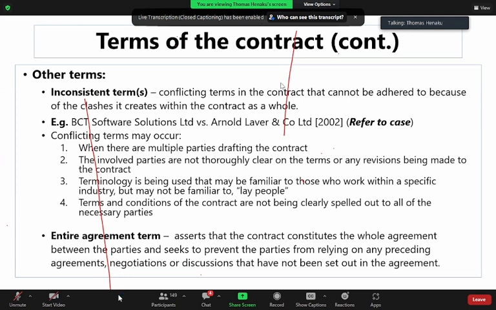All right. So, apart from the express terms and the implied terms and the ways or methods by which the court would imply terms, there are also other terms to a contract. One of such is what we call inconsistent terms. Inconsistent terms: conflicting terms in the contract that cannot be adhered to because of the clashes they create within the contract as a whole are referred to as inconsistent terms.